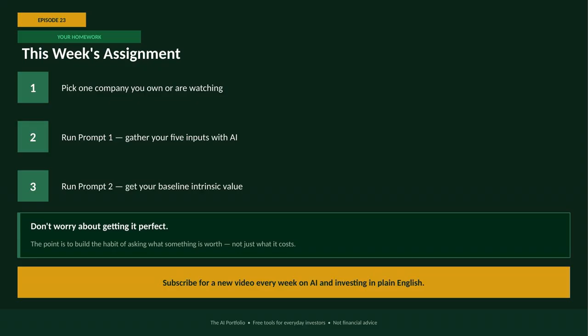Your homework this week: pick one company you already own or are watching. Run prompt 1 to gather your inputs. Then run prompt 2 to get your baseline valuation. Don't worry about getting it perfect. The point is to build the habit of asking what something is worth, not just what it costs.